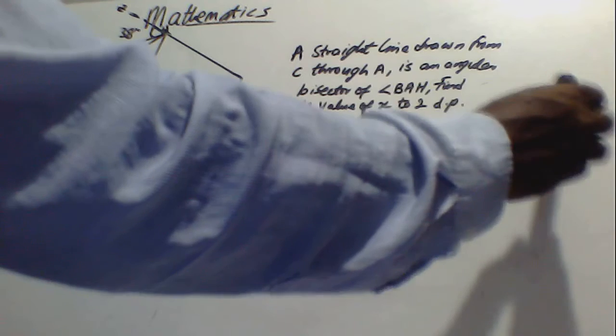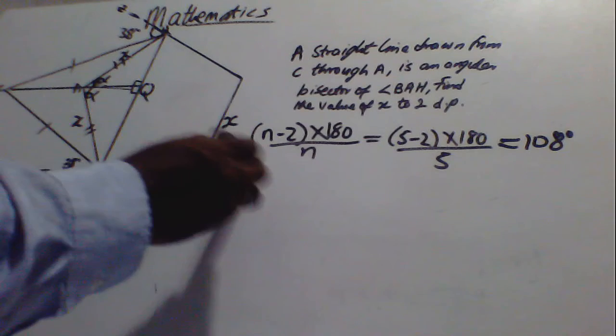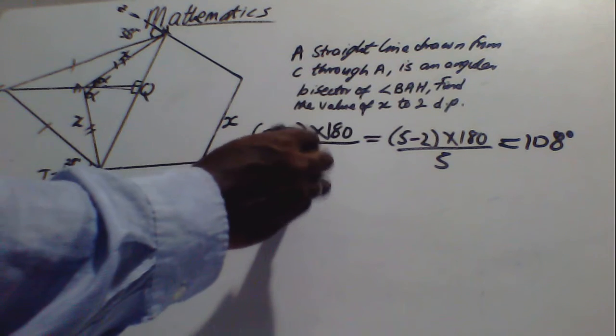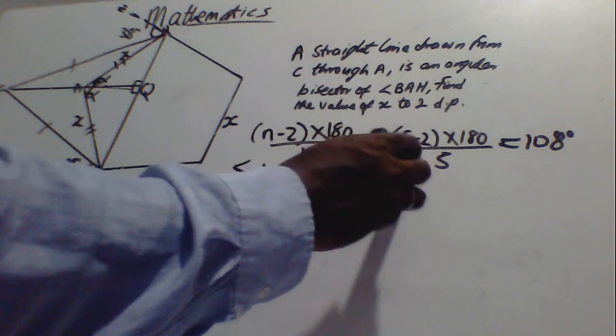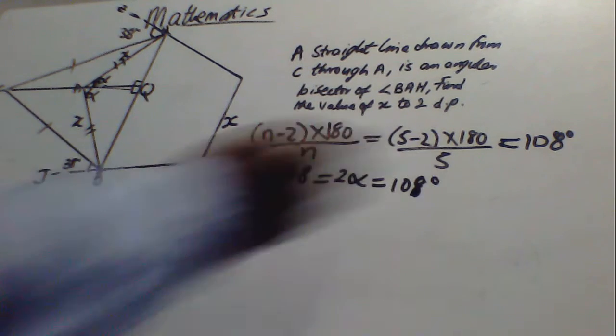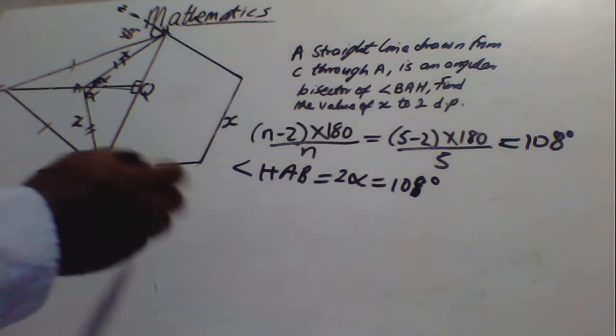So if we solve it, you have 108 degree. So from here, angle HAB, which is equals to 2 alpha, is equals to 108 degree. So let us find BH using cosine rule.